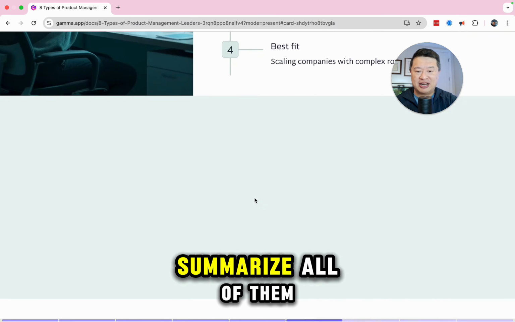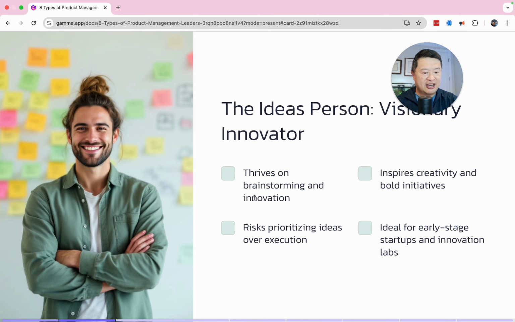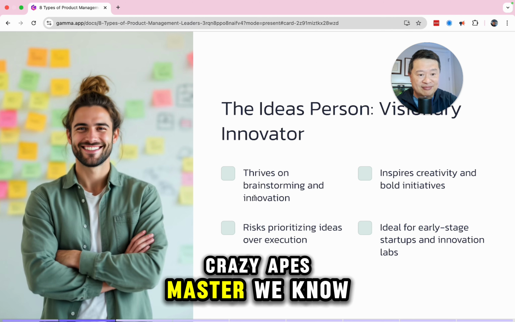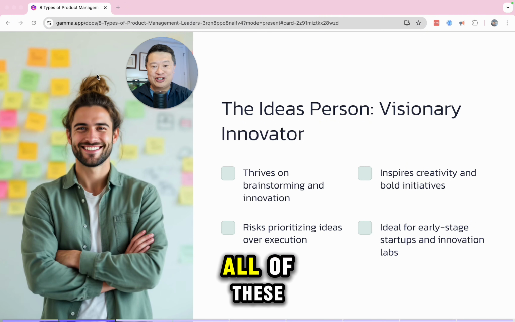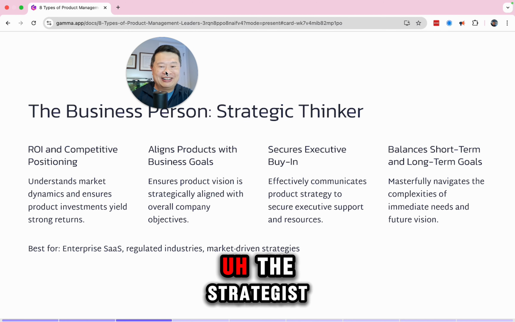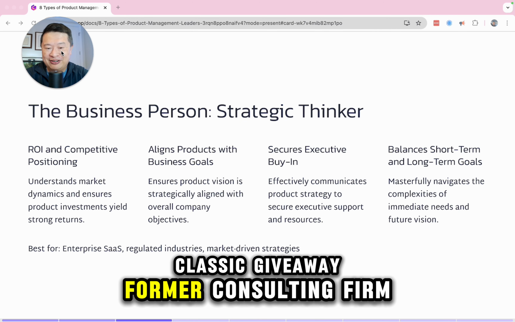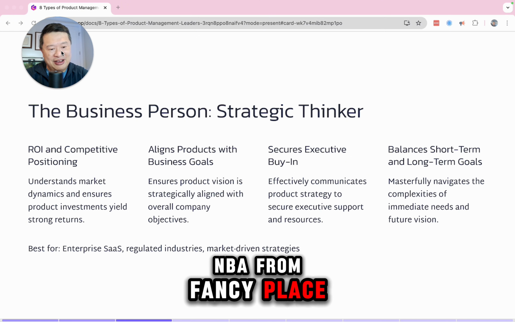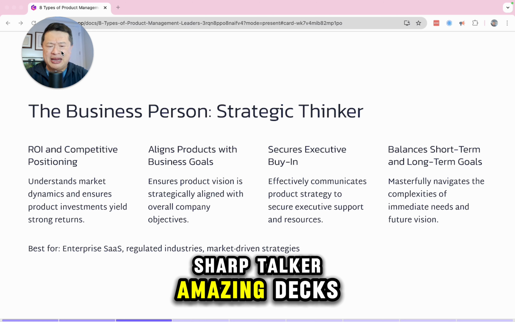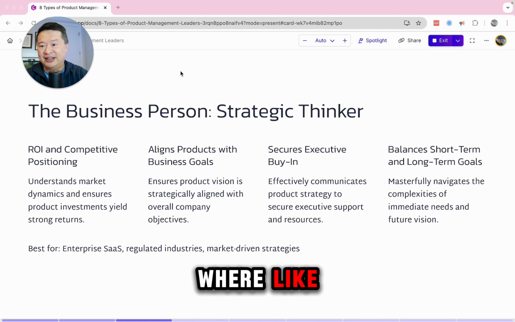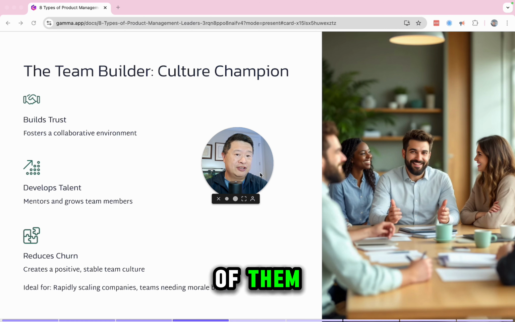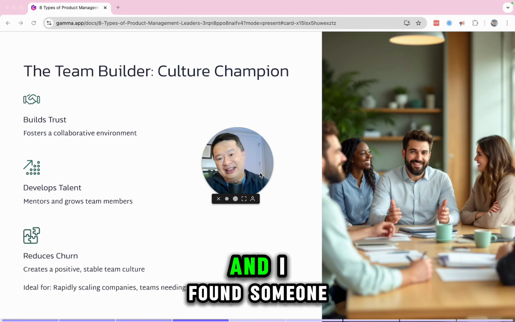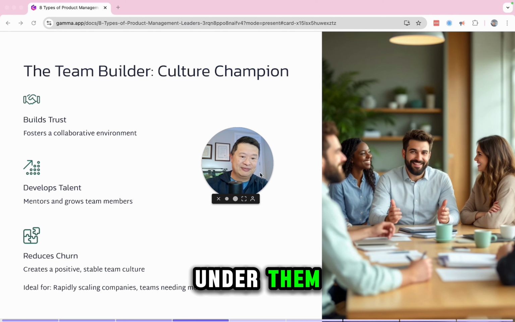Let's buzz through and summarize all of them. We had the ideas person, V1 stuff, early stage stuff, crazy eights master. We know who those people are. You can figure them out right away once you meet them. Actually, all of these you can figure out right away once you meet them. The strategist, classic giveaway, former consulting firm, MBA from fancy place, super sharp talker, amazing decks, very trustworthy, the type of person where if they make a recommendation, you'd feel pretty good about it. Then there's the culture champion, the team builder. After going through all of them, if I were putting together a team and I found someone that was really great at this, that could then hire under them, I think that's long term.